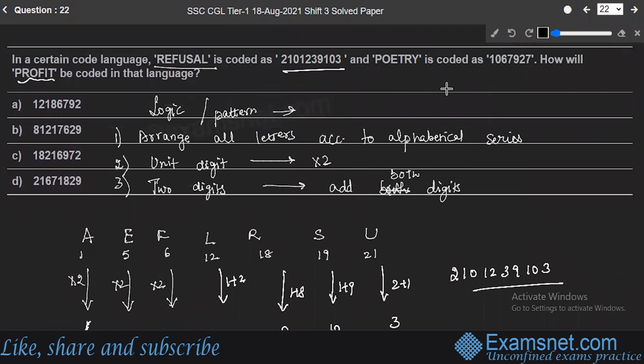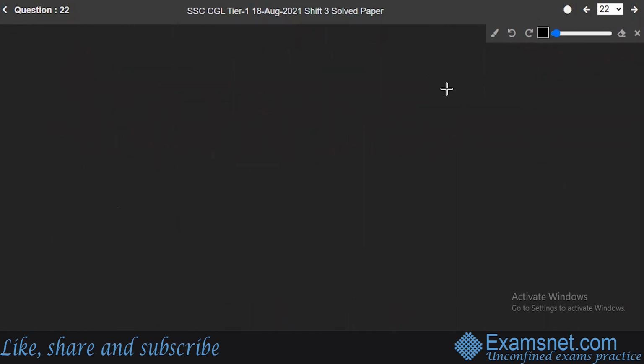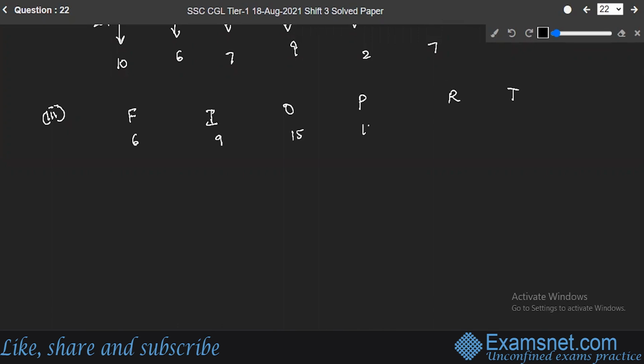Let's go. First of all, arrange profit in the alphabetical series. So here is the third thing that you have to do in the question, profit. So first will be alphabet F, then will be I, then O, P, R, T. F is 6th position, I is at 9, O is at 15, P is at 16, 18, and 20. Right. So you will multiply it with 2. You will multiply this with 2.